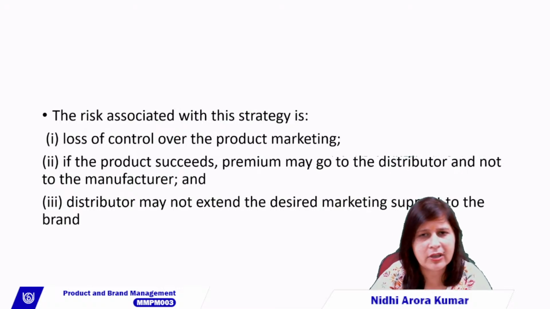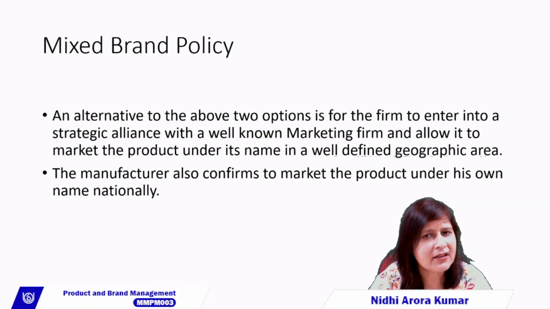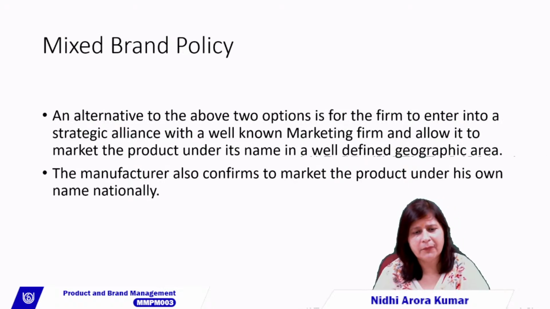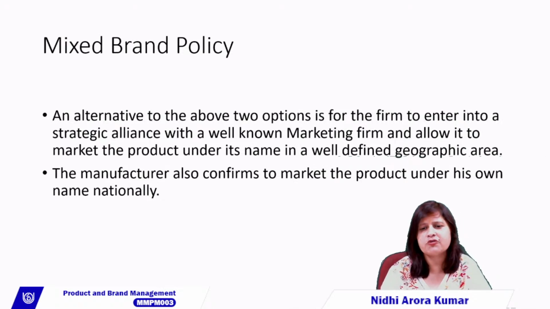So they could or they could not. And if the product succeeds, the premium may go to the distributor, and the manufacturer loses control over the product marketing, right? And the third policy could be the mixed brand policy. What is the mixed brand policy? This is an alternative to the two, that is the manufacturer brand policy and the distributor brand policy, right?